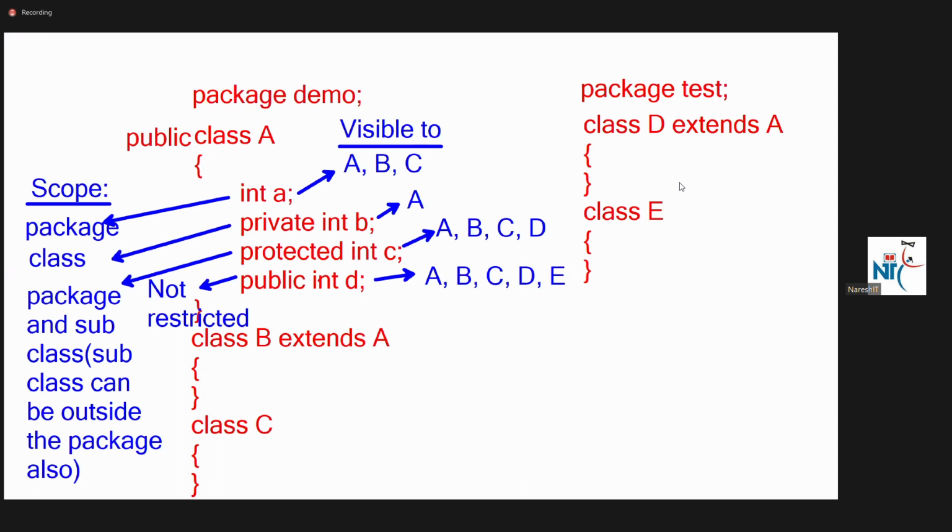Okay. So this is about access modifiers. How many access modifiers are there? 4. What are those? Private, protected, public, no name. Which is default? No name. What is the scope of no name? Package. What is the scope of private? Class. What is the scope of protected? Package and subclass. Subclass can be outside the package also. Public scope is no restriction, not restricted. Anywhere you can access it. That's it.